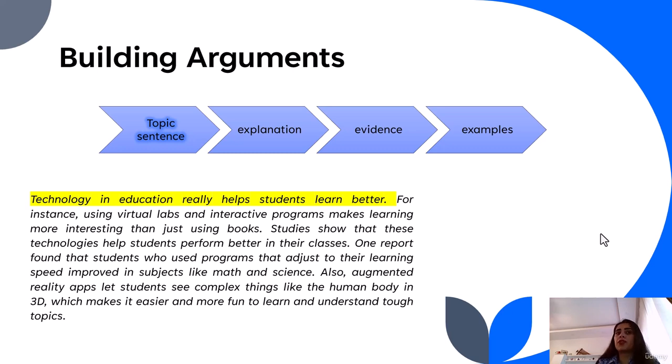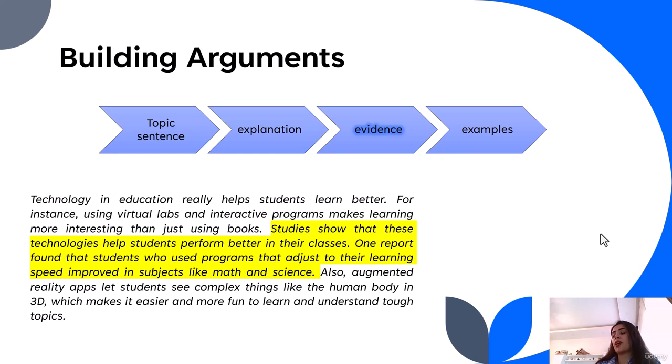After stating the topic sentence, the next step is to explain your point in more detail. This might involve describing how technology like virtual labs or interactive modules can provide dynamic learning environments not possible with traditional methods. Evidence. Credible sources are crucial here.